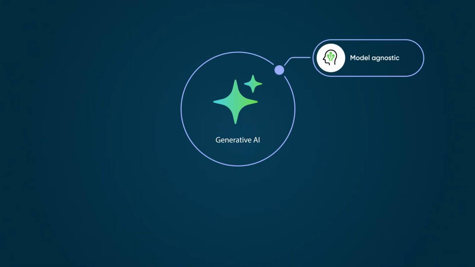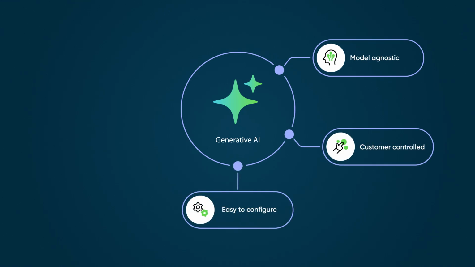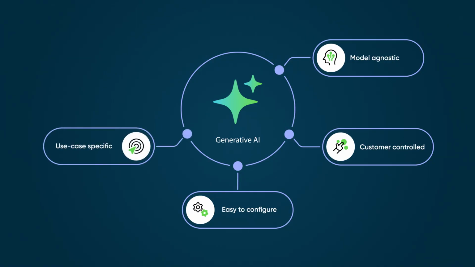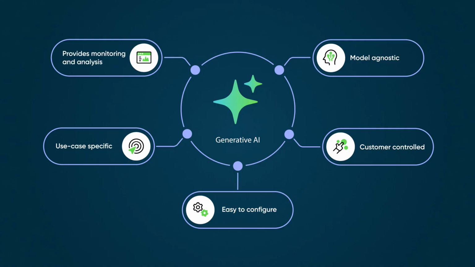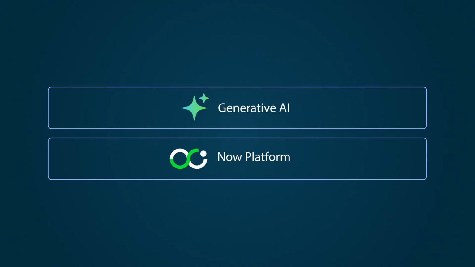It's model agnostic, so it works with any large language model or LLM. Customers are in control and can decide their risk tolerance via the easy configuration in the Now Assist admin console. And it's use case specific, allowing you to tailor it to your needs. Finally, it provides monitoring and analysis via its own dashboard. And it's layered on top of the robust security of the Now platform, providing an extra level of protection.